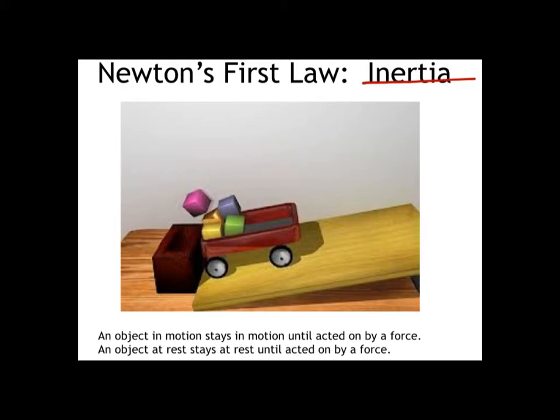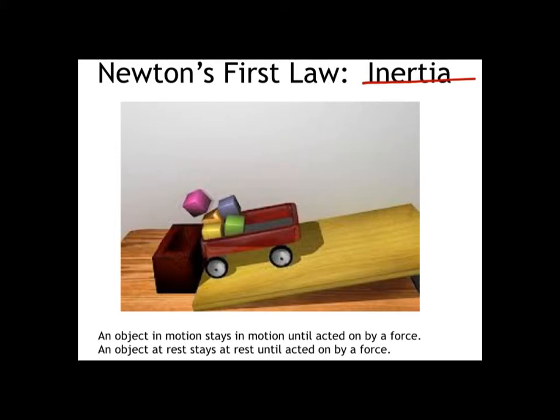We roll the cart down the ramp into an obstacle, and the blocks that are inside of it fall out because after the cart is stopped, the blocks keep going. They keep going forward because there's no force stopping them from moving. The cart was stopped, but not the blocks.